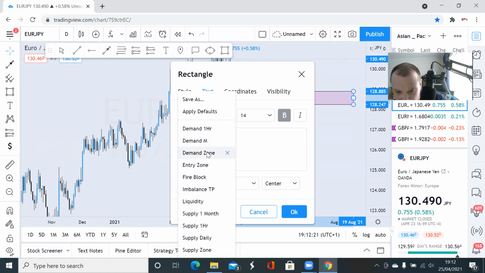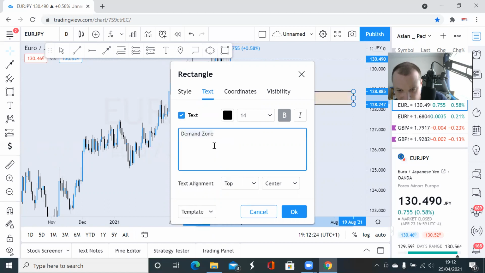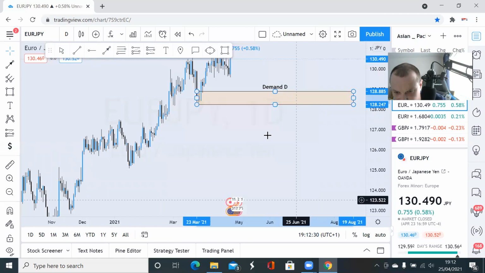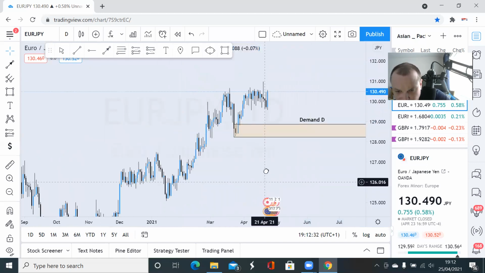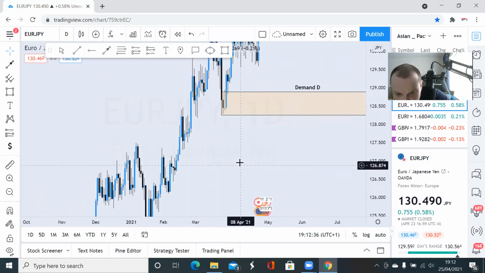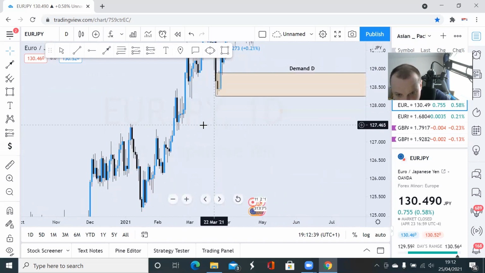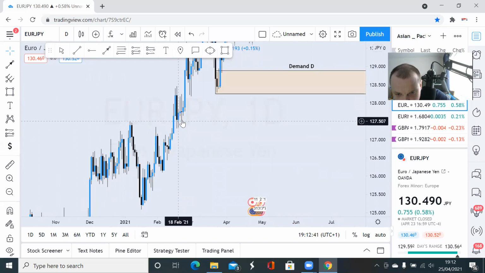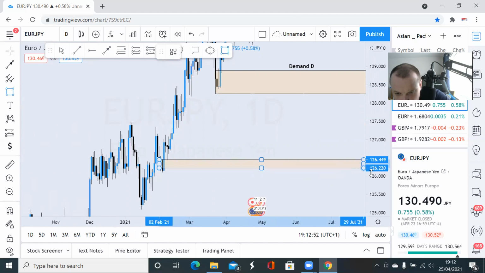Daily demand, Demand D. Again, you want these points to be very structural, to be honest. This here, even though it's the last down before the maneuver up, you're then mitigating into the area, so I wouldn't take any notice of that. Let's just take a look. This is a structural point. We'll take one here.